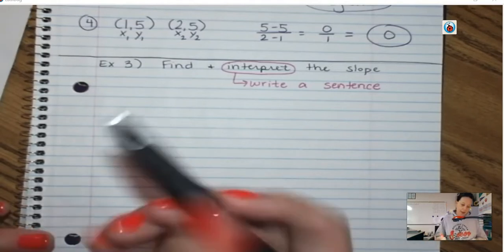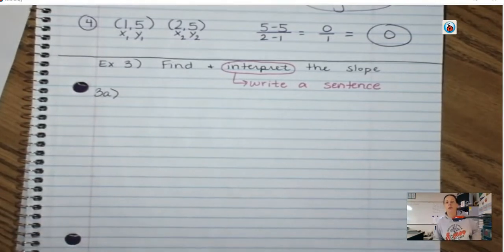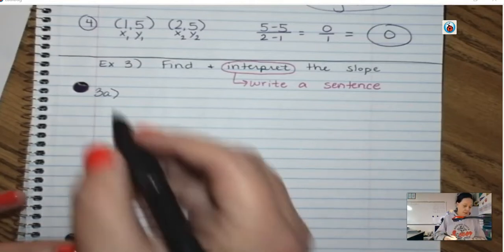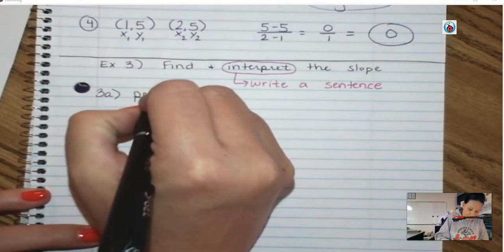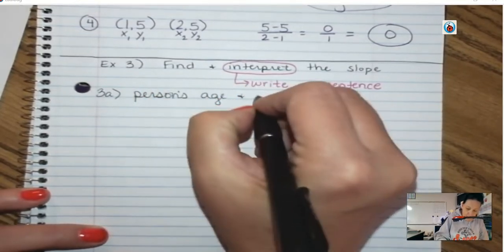Okay, for 3A, I'm going to read the problem to you, and then we will write down just the important information. The graph shows the relationship between a person's age and his or her estimated maximum heart rate. Okay, so it's going to be person's age and max heart rate.